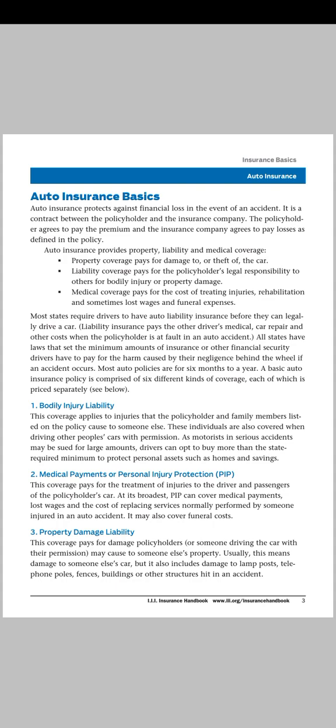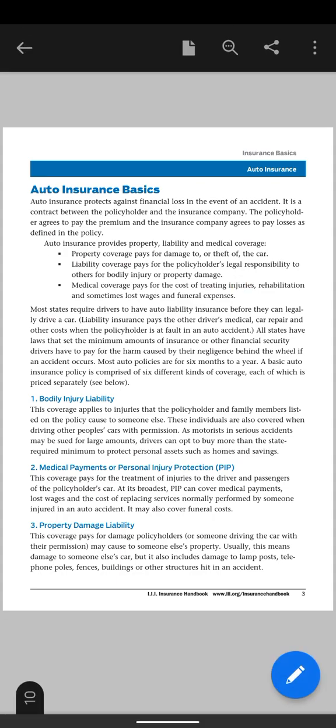Number 2. Medical payments or personal injury protection. This coverage pays for the treatment of injuries to the driver and the passengers of the policyholder's car. At its broadest, PIP can cover medical payments, lost wages, and the cost of replacing services normally performed by someone injured in an auto accident. It may also cover funeral costs.